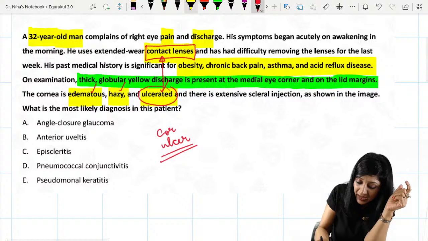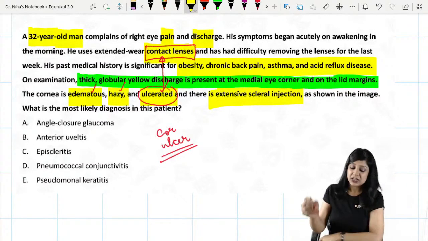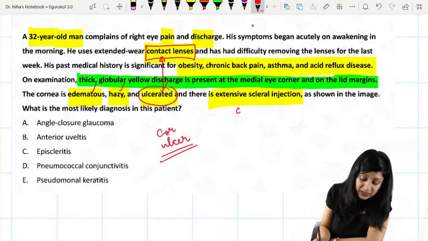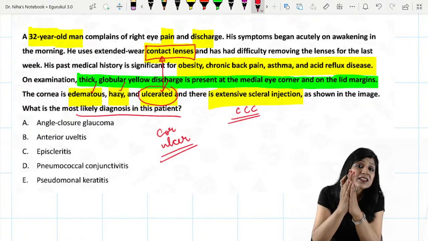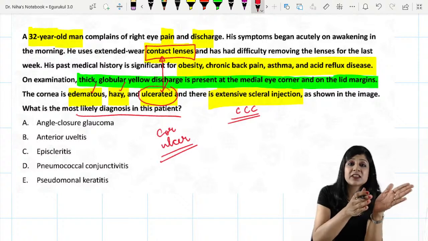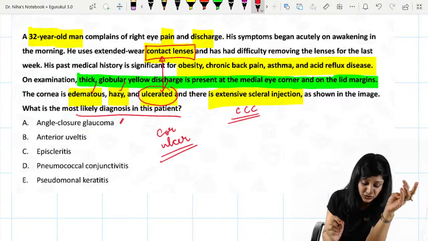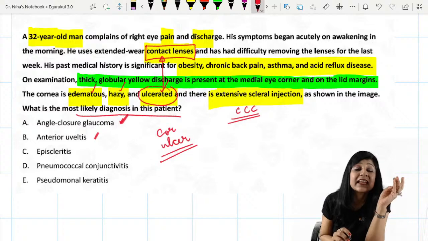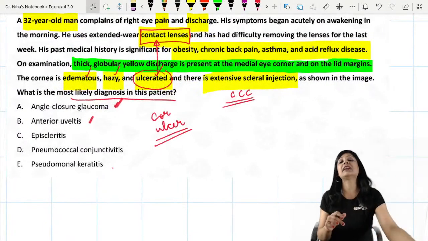And also we have extensive scleral injection. Here they are talking about circumcorneal congestion. So what is the most likely diagnosis? Now see, all those things that we have discussed so far are already given in the question. We have angle closure glaucoma, where you can have circumcorneal congestion. We have anterior uveitis, where you can also have episcleritis. Then pneumococcal conjunctivitis and pseudomonas. Now you do not have acanthamoeba.